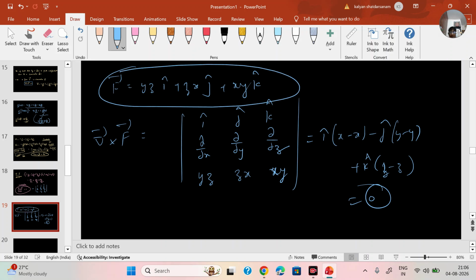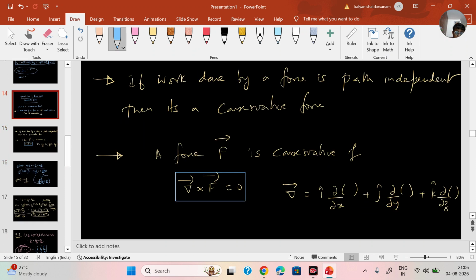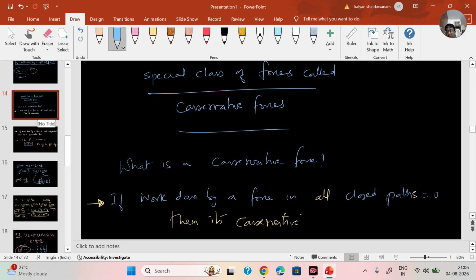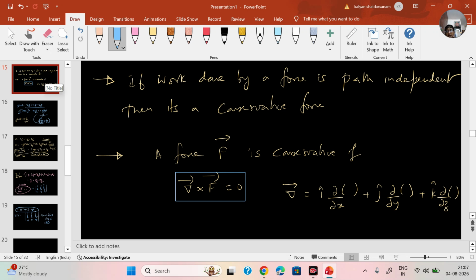So what are the definitions of conservative force? Let us once again go back and see what are the definitions of conservative force. We will see many more things in our next class. But if work done by a force in all closed paths, whichever closed path you take, if it is 0, then it is conservative force. Or curl is 0. Del cross f is 0. That's a conservative force. Or you can say work done is path independent also. Work done by a force is path independent. So next class we will build more on these ideas. Okay, many more things we will see. Very important chapter. It lays foundation for all future chapters also.